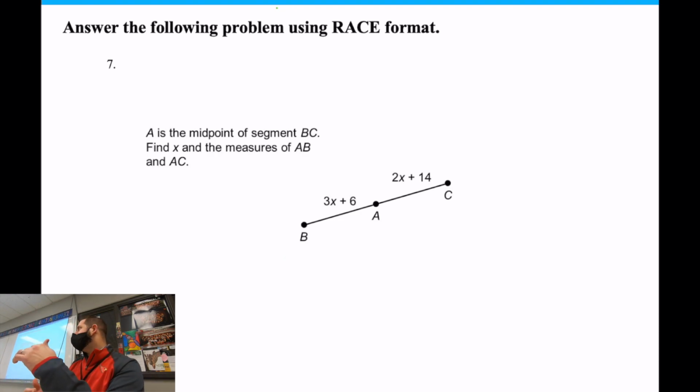Then the rest of it is explaining how you do it in enough detail that somebody that has no math skill could read your paragraph and replicate what you did. That's how you know you did it well, if somebody that has no math skill understands what you're doing and why you're doing it. That's the best way I can explain a race format.